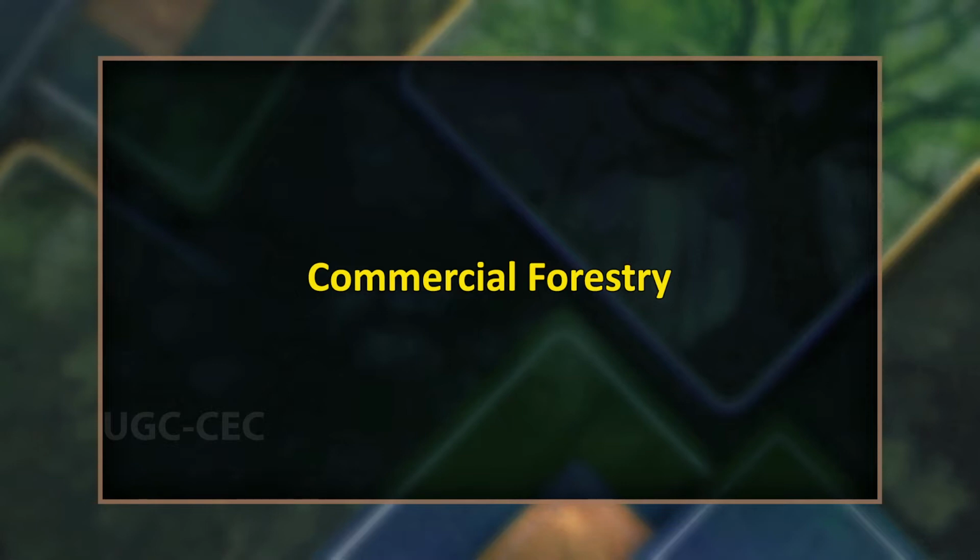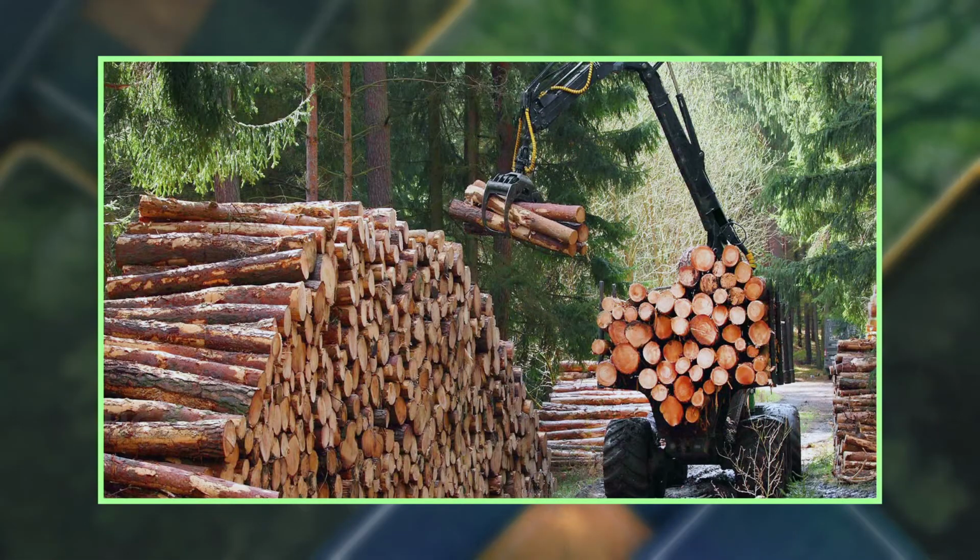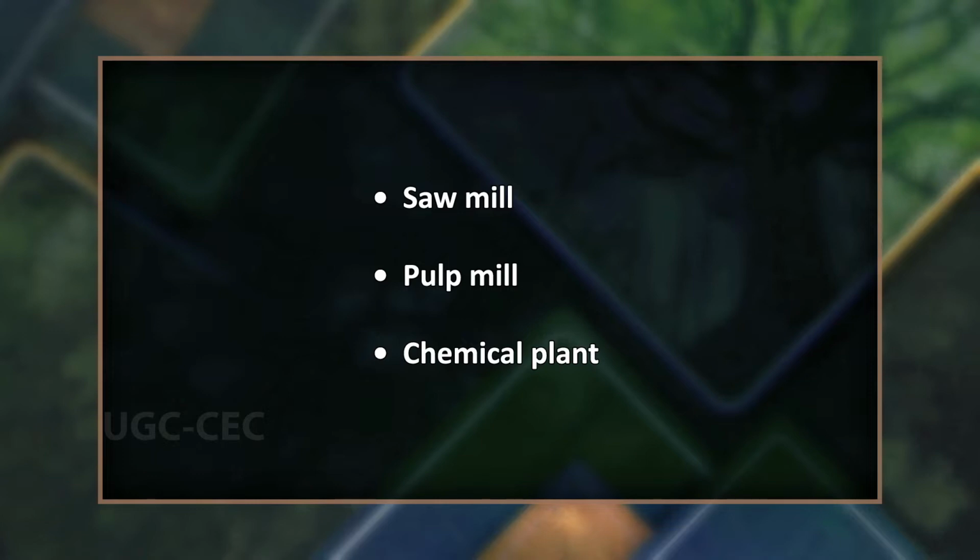Commercial forestry. Commercial forestry is the practice of forestry with the object of producing timber and other forest products as a business enterprise. A specialized aspect of commercial forestry is to meet the requirement of a particular industry, and in that case it is called industrial forestry, which is defined as the practice of forestry to sustain a given industrial enterprise, such as a sawmill, a pulp mill, chemical plant, or a combination of these.